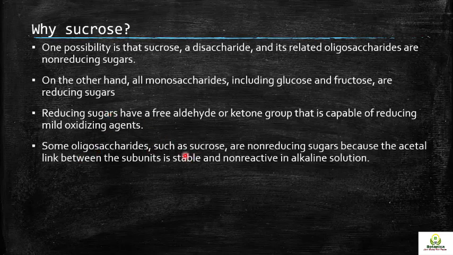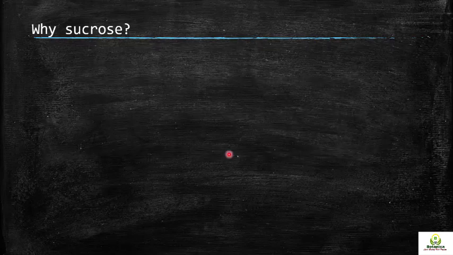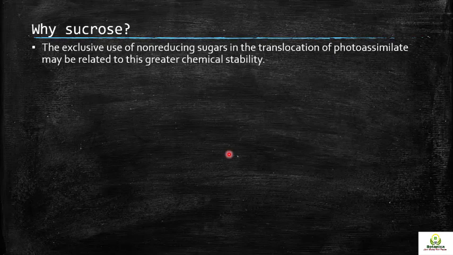Some oligosaccharides such as sucrose are non-reducing sugars because of the acetal link. What is the acetal link? The linkage between the glucose and the fructose, which results in sucrose. That linkage between the two subunits is stable, which results in an inert molecule, non-reactive in alkaline solution. So the exclusive use of non-reducing sugar in the translocation of photosynthates may be related to this greater chemical stability.